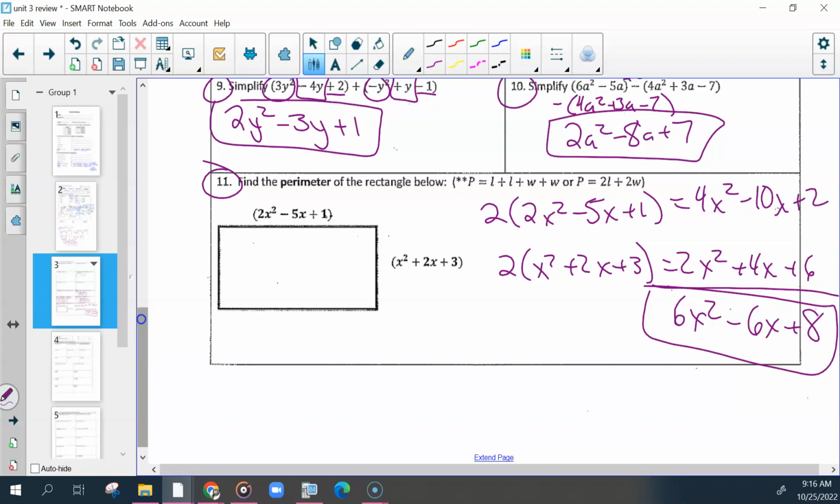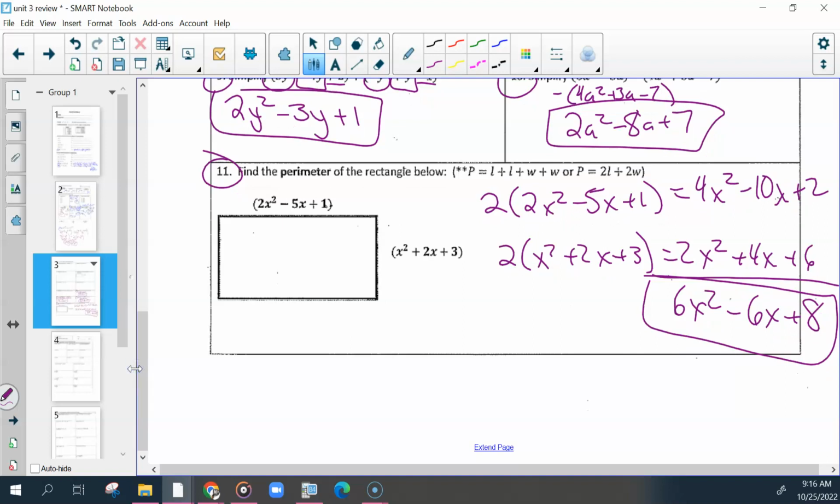If we knew what x was, we could actually find the answer, but we don't need that. Jada, what's the other one? Adding them up twice.